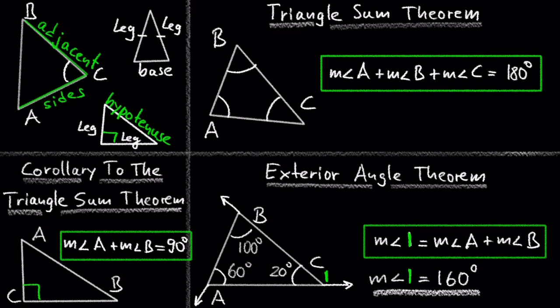So let's say angle A is 30 degrees, then we know immediately that angle B is 60 degrees, because 30 degrees plus 60 degrees is 90 degrees. Or let's say angle A is 40 degrees, then we know immediately that angle B is 50 degrees, because 40 degrees plus 50 degrees is 90 degrees.